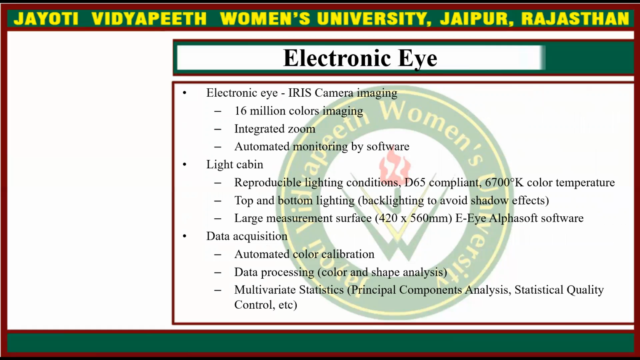Electronic eye is basically iris camera imaging, 16 million color imaging, integrated zoom, and automated monitoring by the software. There is a light cabin with reproducible lighting conditions, D65 compliant, 6700K color temperature, top and bottom lighting, and backlighting to avoid shadow effect, with a large measurement surface of 420 by 560 mm. With EyeAlpha Soft software, data acquisition is done by automated color calibration, data processing, color and shape analysis, multivariate statistics, principal components analysis, that is PCA, statistical quality control, etc.